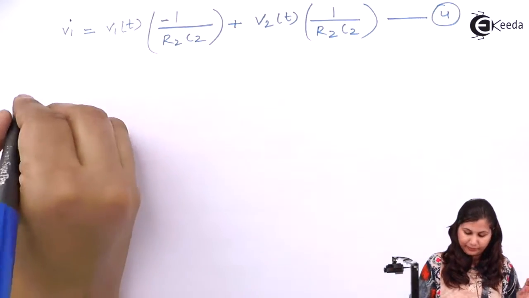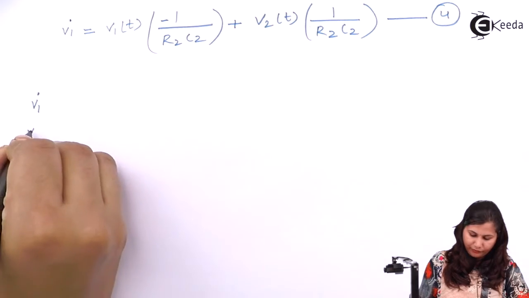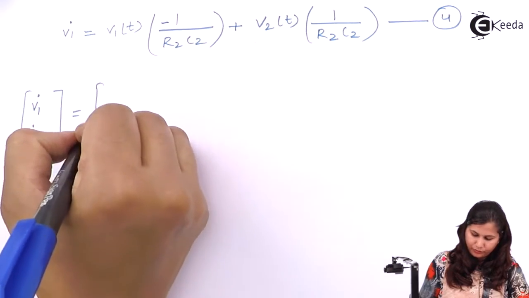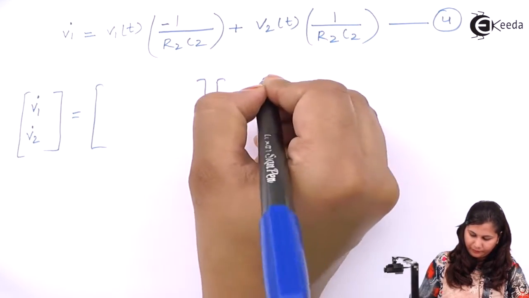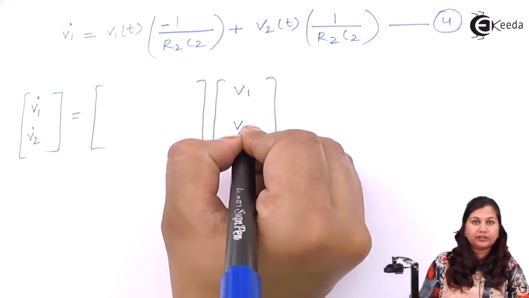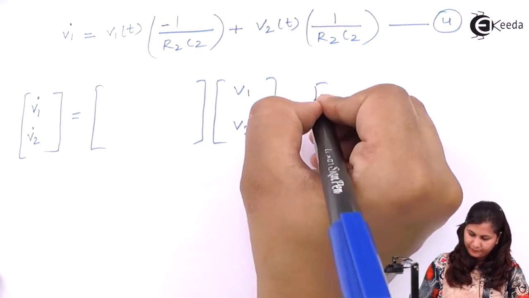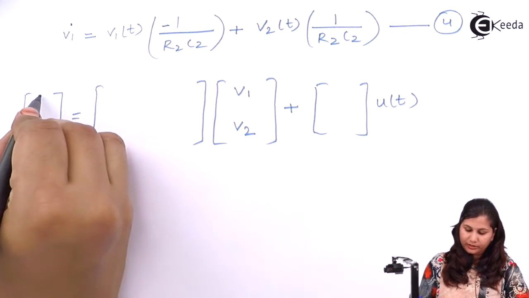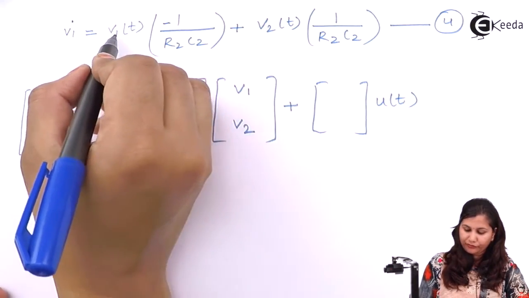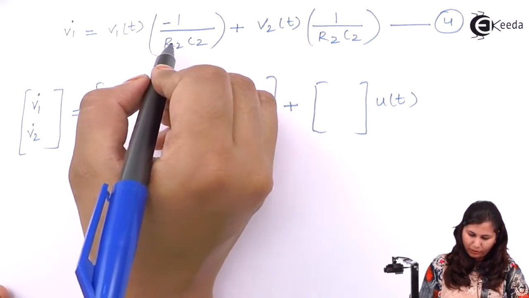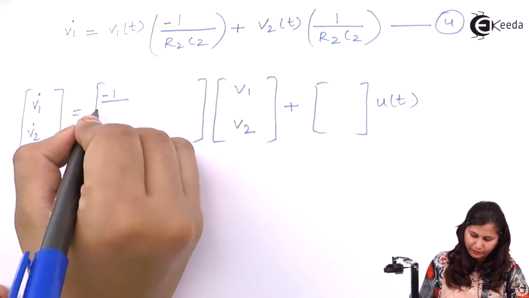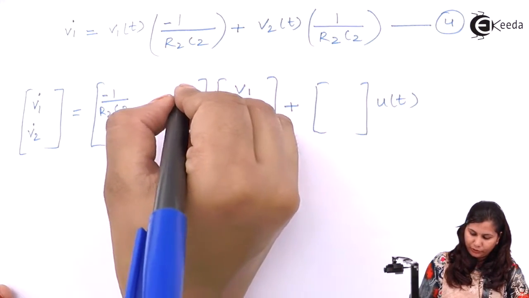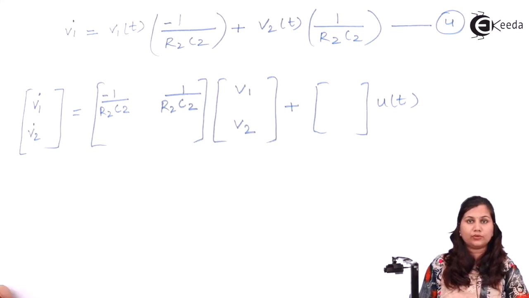So how can it be written? We have V1 dot, V2 dot equal to, our two state variables are V1 and V2, plus we have u(t). So for V1 dot the equation is this. The coefficient of V1(t) will be minus 1 upon R2C2. So we will write here minus 1 upon R2C2. The coefficient of V2 is 1 upon R2C2. So we can write 1 upon R2C2 here.